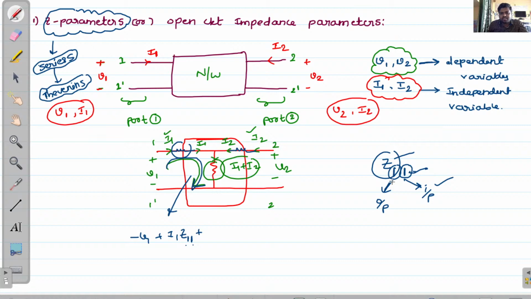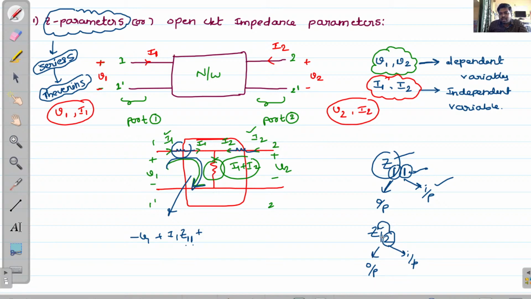So that is the meaning of Z11. For example, if I am taking Z12, that means this is input and this one is output, right? Now what you will get is that the impedance can be transferred from input to output. The impedance can be transferred from port 2 to port 1. That means input to output impedance transformation.